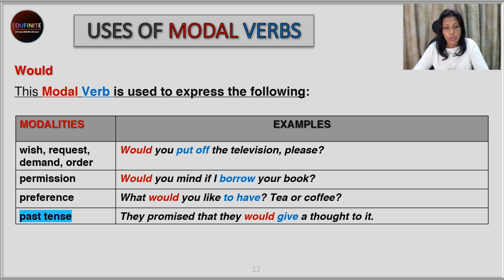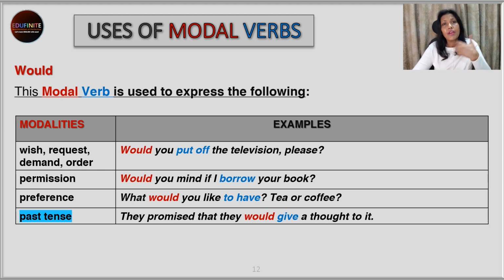Next, permission. Would you mind if I borrow your book? So the book, maybe it's a storybook or something of my friend and I really liked it, so I asked permission from her. Would you mind if I borrow your book? Next, preference. What would you like to have, tea or coffee? So maybe I've invited someone and then I'm chatting with that person and then I try to know that person's preference. What would you like, tea or coffee?